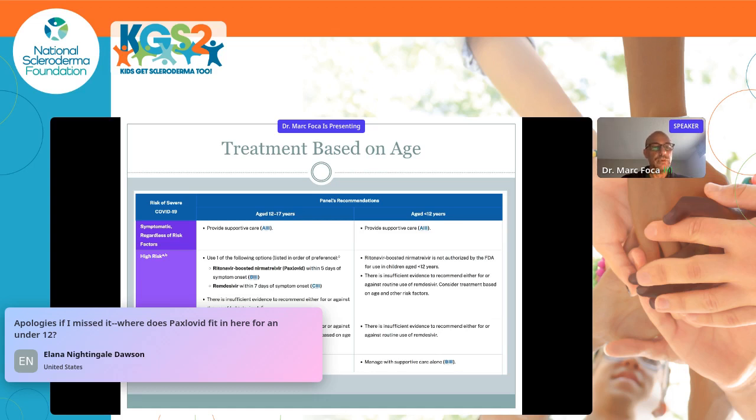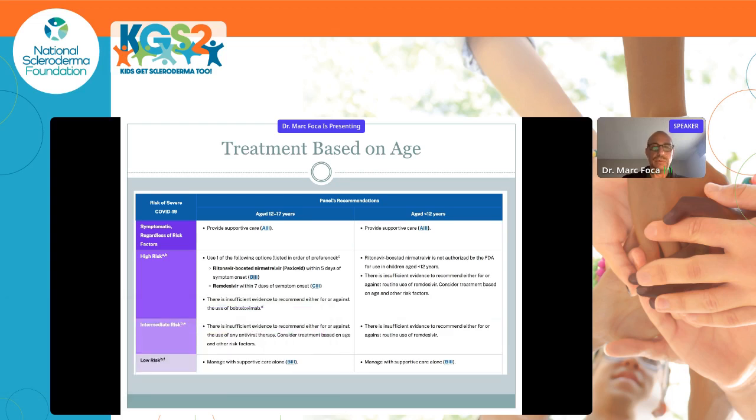So there's a question here about Paxlovid in those under 12. It's not approved and can't really be given to children under 12 years of age. The dose is a standard dose, and it's only approved for those who are 12 and 40 kilos. So that concludes the presentation, and I'm open to questions.